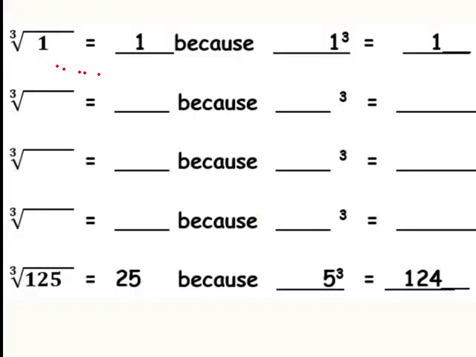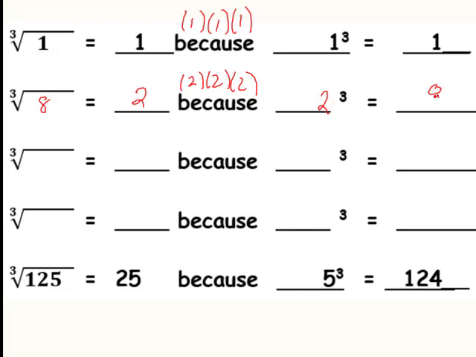The cube root of 1 is equal to 1 because 1 times 1 times 1, which is 1 cubed, is equal to 1. Our next perfect cube is 8. The cube root of 8 is equal to 2 because 2 times 2 times 2, which is 2 cubed, is equal to 8. Our next perfect cube is 27. The cube root of 27 is 3 because 3 times 3 is 9, 9 times 3 is 27, and 3 cubed is equal to 27.